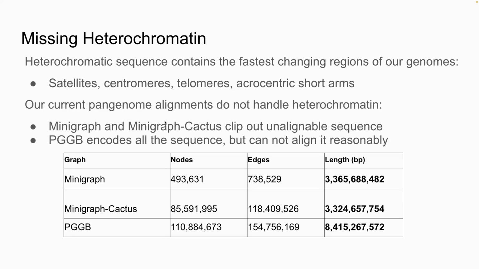Both minigraph and minigraph-cactus just clip it out. We're just like, I don't know what to do with the sequence. When we find large portions of heterochromatin, it basically won't align because our aligners don't know what to do with it, and we just remove it. Then Eric's tool tries to maintain the heterochromatin, but when he does that, he can't actually align it. So we end up with a graph that has 5 billion bases of extra heterochromatin that's just floating around, and it's not a reasonable alignment in any way.